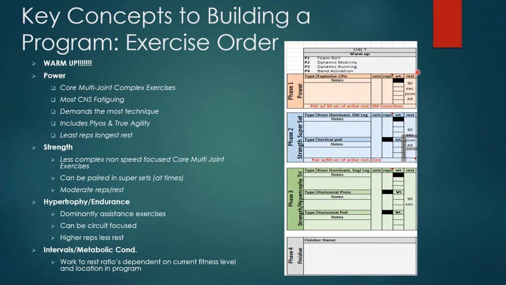So exercise order, warm up first, definitely. Then we're going to go to our power exercises. We see that I have explosive lifts located right here, okay? And it's paired with a corrective or active rest. But we do the power exercises first, the core multi-joint complex exercises. Again, these are the most CNS fatiguing and demand the most technique. This includes plyometrics like depth jumps and box jumps and things like that, and true agility stuff.